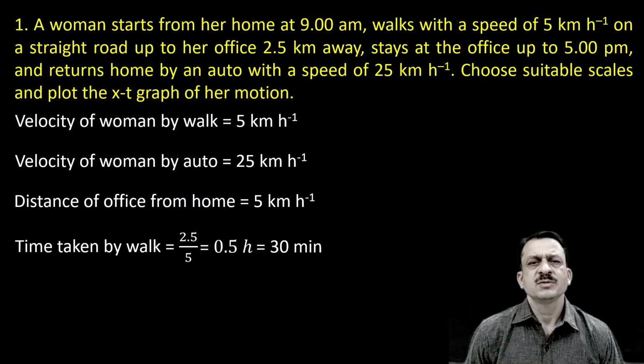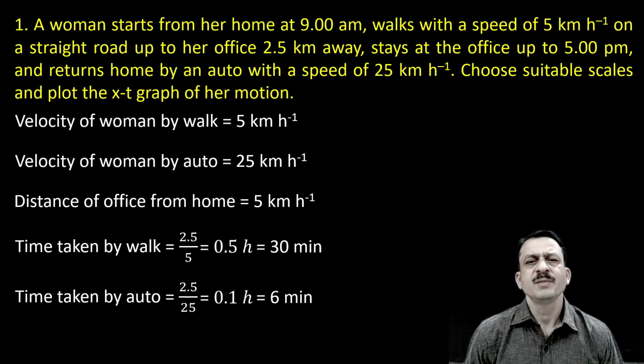After 5 p.m. she returns home by an auto. Therefore, the time taken by auto is the 2.5 km distance divided by the velocity, 25. It is 0.1 hour. If you convert it in terms of minutes, it is 6 minutes. By walk she is taking 30 minutes and by auto she is taking 6 minutes. Now we will choose a suitable scale and plot an x-t graph for her motion.